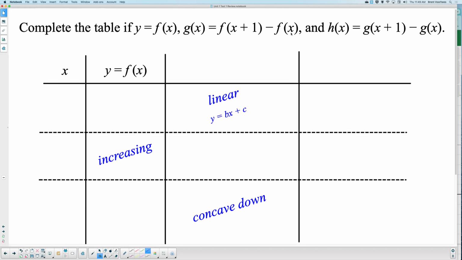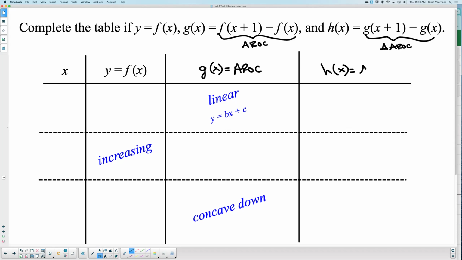That's a fancy way of saying the AROC. This right here is the average rate of change. So g of x is equal to the AROC. And right over here, if g is the AROC, what happens when you take an AROC and you subtract another AROC from it? You get the change of AROC. So that's what h of x is here. H of x is equal to the change of AROC. I'm just showing you fancy ways that it can be written. That's using math notation.